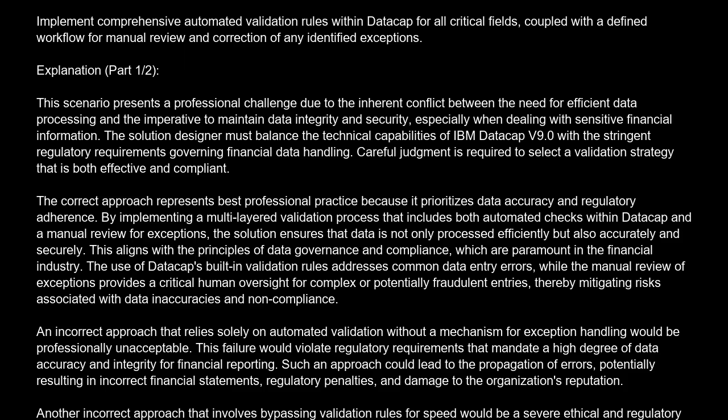This aligns with the principles of data governance and compliance, which are paramount in the financial industry. The use of Datacap's built-in validation rules addresses common data entry errors, while the manual review of exceptions provides critical human oversight for complex or potentially fraudulent entries, thereby mitigating risks associated with data inaccuracies and noncompliance.